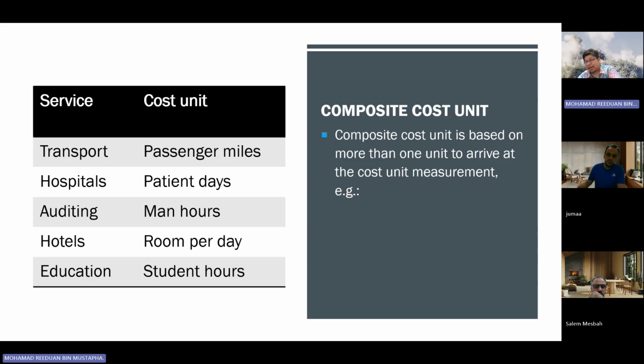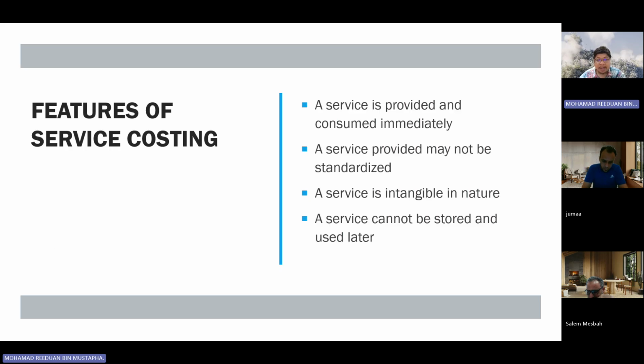You manage your accounting. And then education, they look into not only the student, but the student hour as well, which will be charged based on credit hours. So this is the other composite unit that we need to consider for calculations. And then the features of service costing.